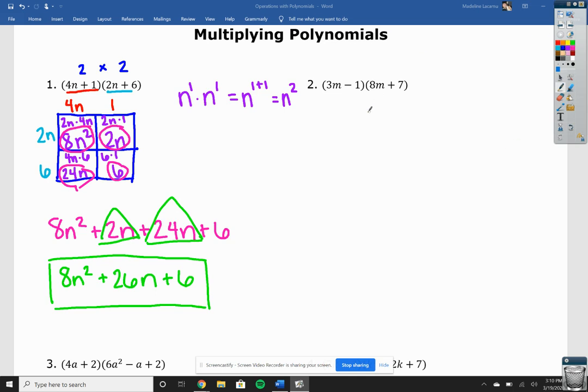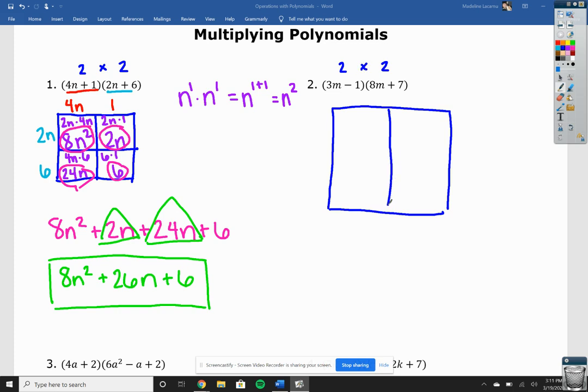All right, next up, it's going to be the same thing. So I'm going to make my box. And again, we have 2 terms here, 2 terms here. So we need a 2 by 2 box. 2 by 2. Get myself a little bit more room on this one.